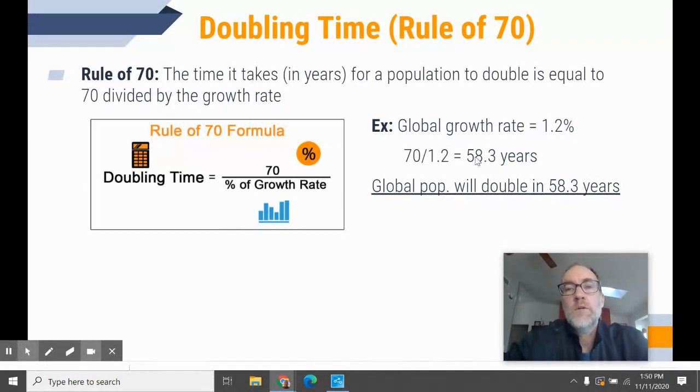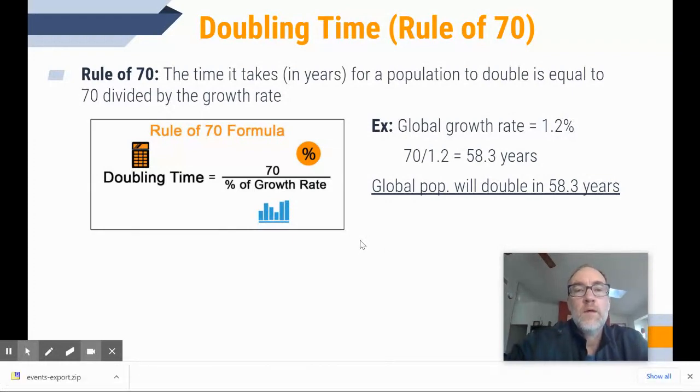58.3 years. So this is the global population. I think our number is pretty close to 1.2, it might be 1.1. Global population growth will double in 58 years, according to this data. So the rule of 70 is a neat trick to learn, and we'll be looking at some examples when we meet in class and have you do some math together.